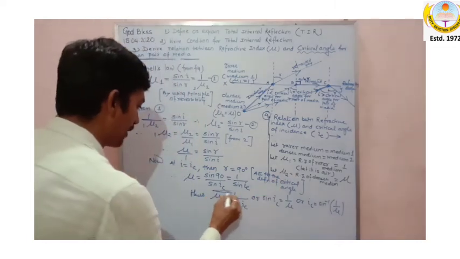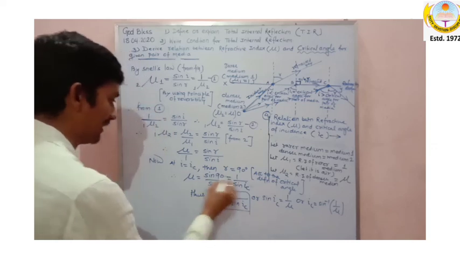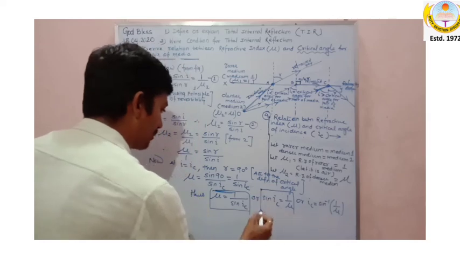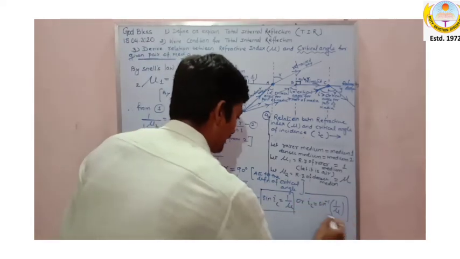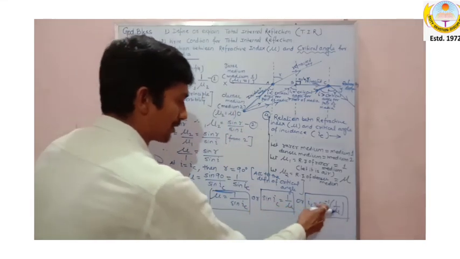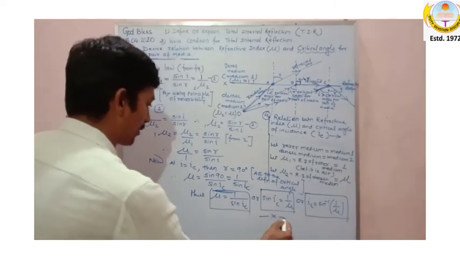Mu is equal to 1 by sine IC, or sine IC is equal to 1 by mu, or IC is equal to sine inverse of 1 by mu. That's all over with the topic, my dear.